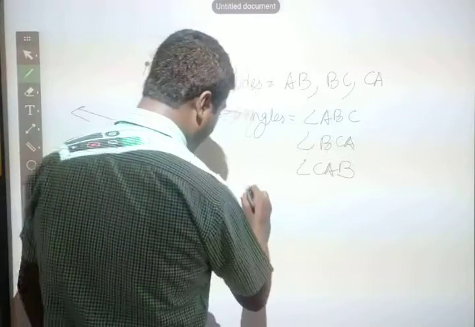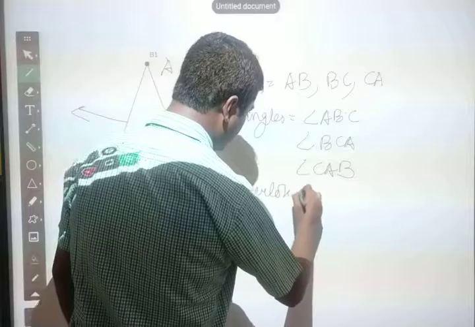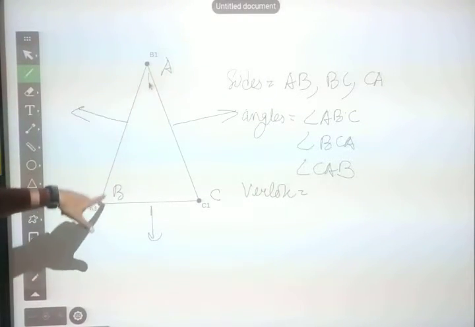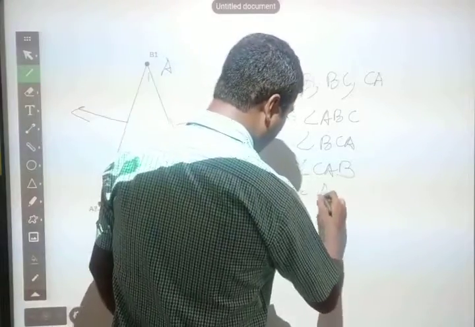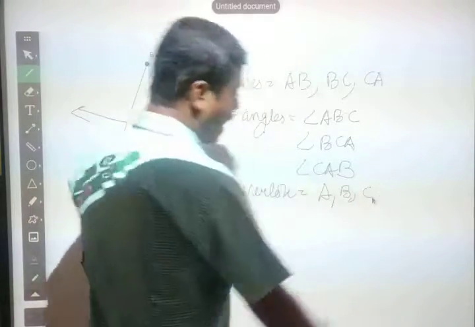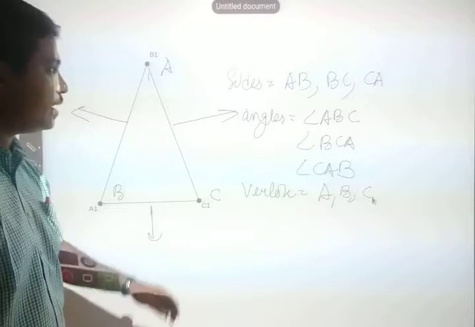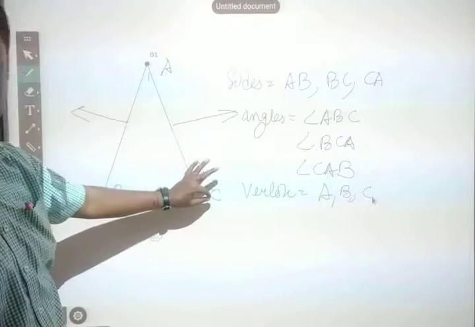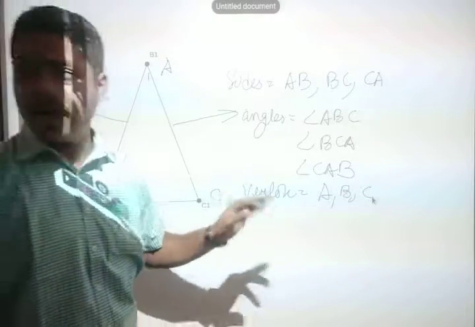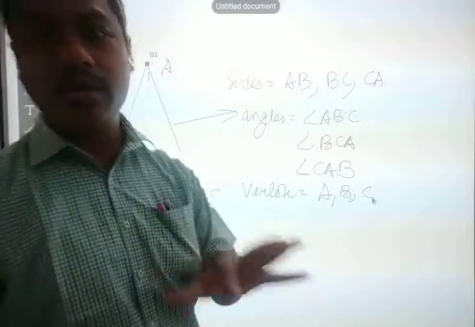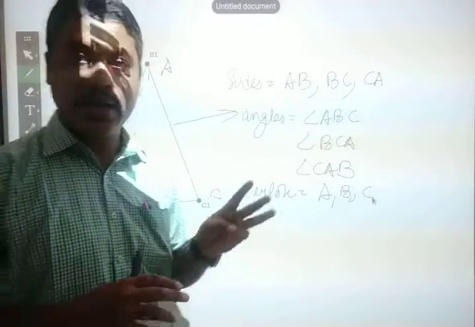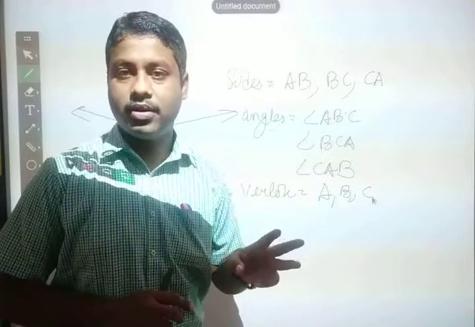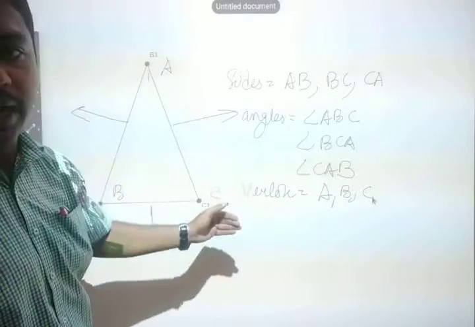Now let us go to the vertex. Here, what are the vertices? The vertices are A, B, and C. A, B, and C are called the vertices. The points from where the lines start are called the vertices. That means in this triangle there are a total of 9 parts: 3 sides, 3 angles, and 3 vertices. So these are the parts of a triangle.